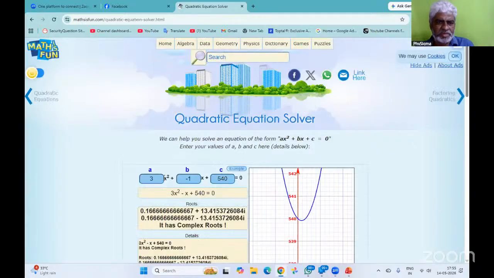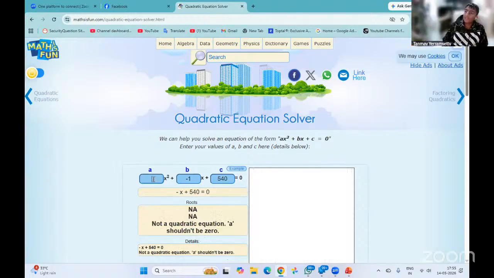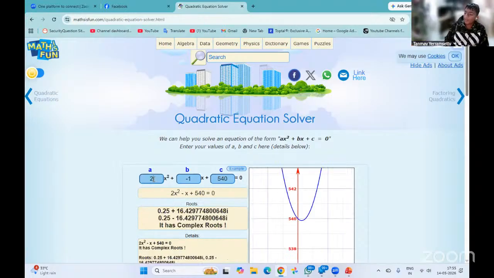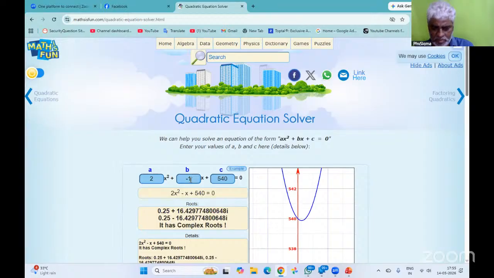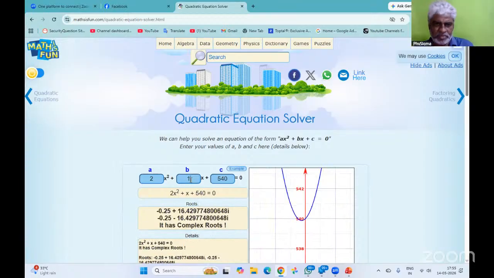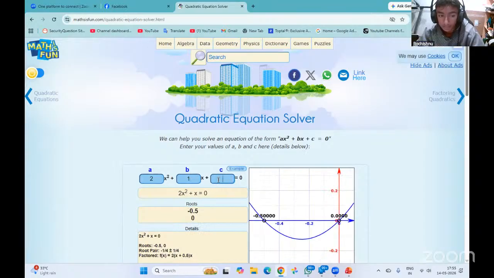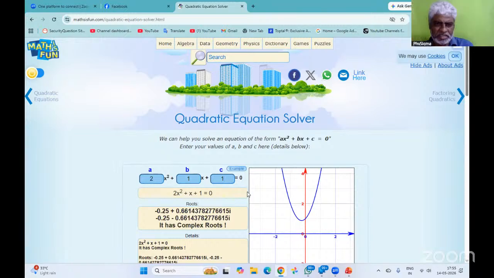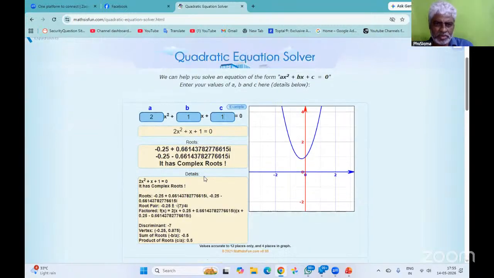You give one equation. Just now you told one equation, right? That means A is 1, B is 1, C is 1. So we feed A 1, B 1, C 1. What does it say? It has complex roots. Technically, we call it complex roots. That means it has no real roots.